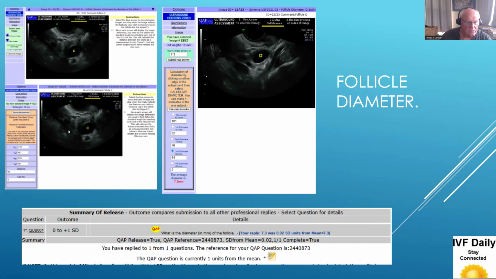each individual dimension. So you can do one click there and get a score, and one click there and get a score. And basically, it's the number of pixels between the two clicks translated into millimeters by this grading. And you can do number as you like. And then what it does, create an average diameter, which you submit. And in this case, I was 0.02 standard deviations from the mean.